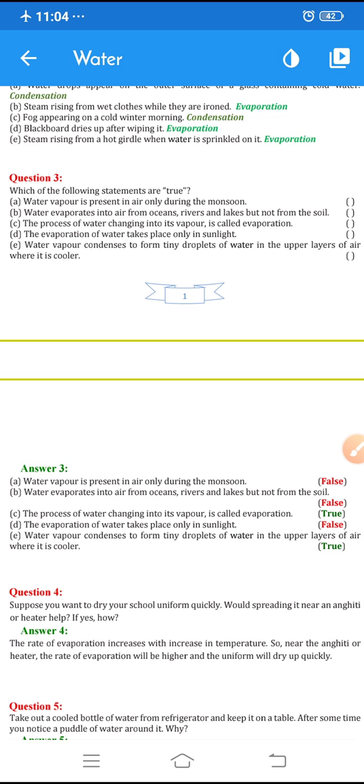So dear students, so far we have discussed true or false, fill in the blanks, and the process of evaporation and condensation. In tomorrow's class, let me complete the remaining part of the exercise of this lesson, water. Okay, thank you and have a nice day.